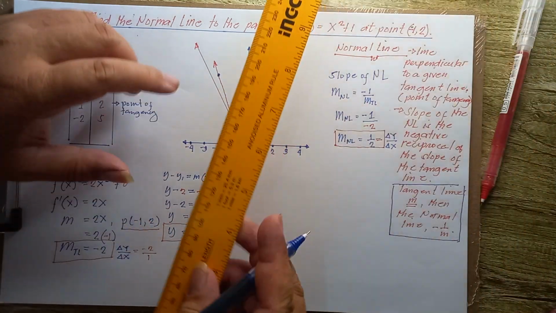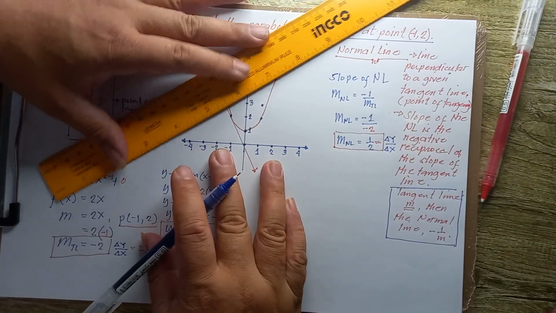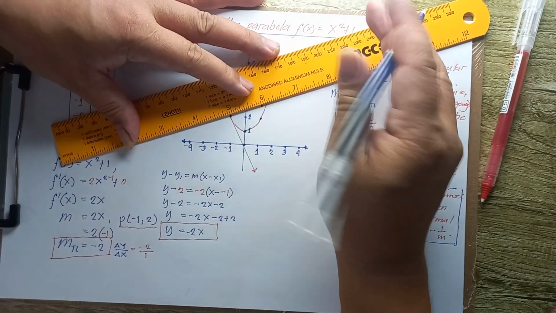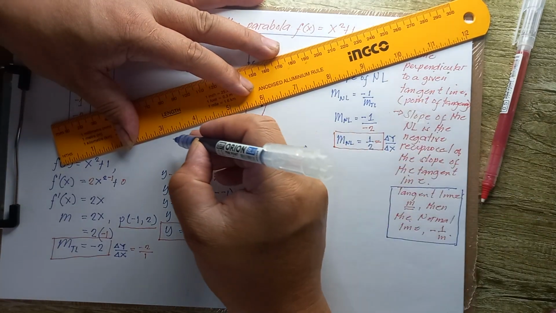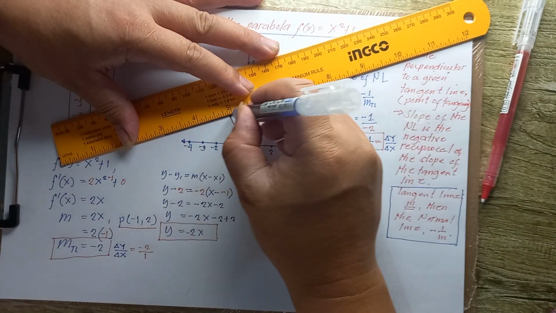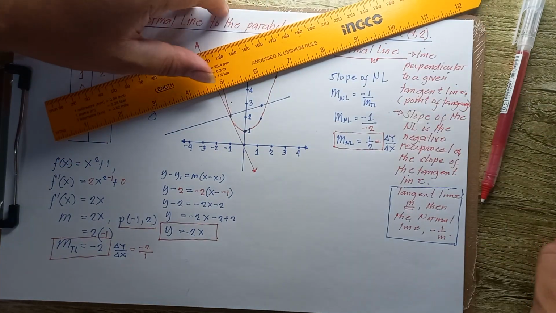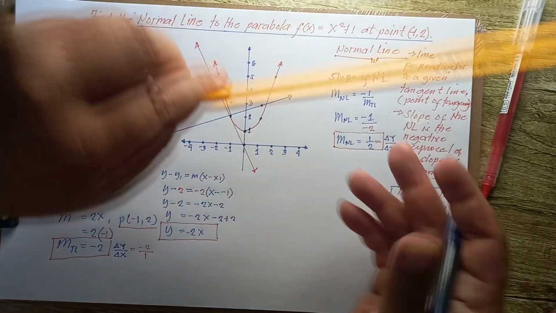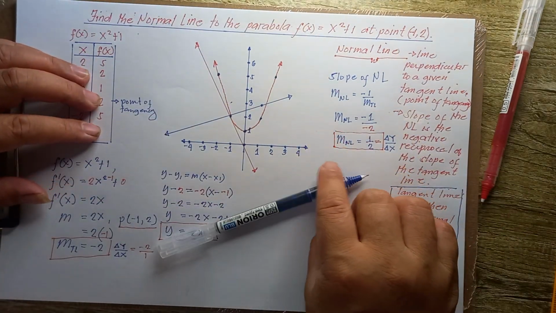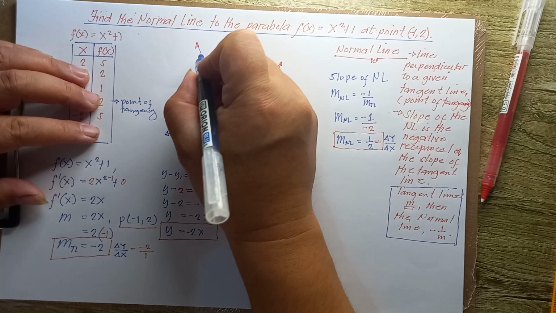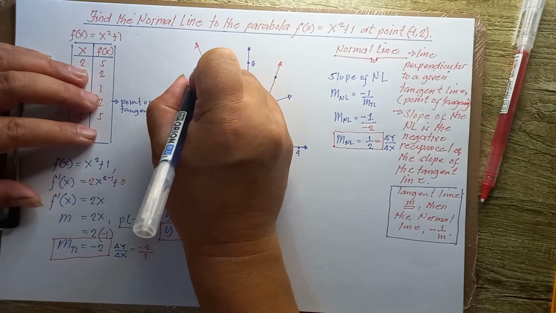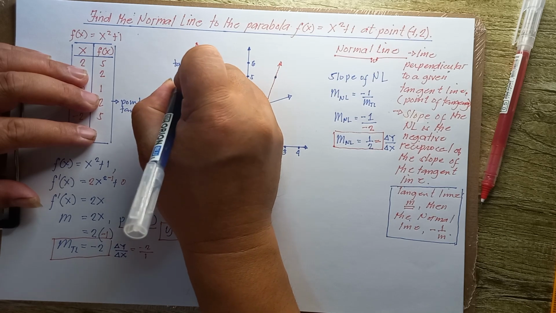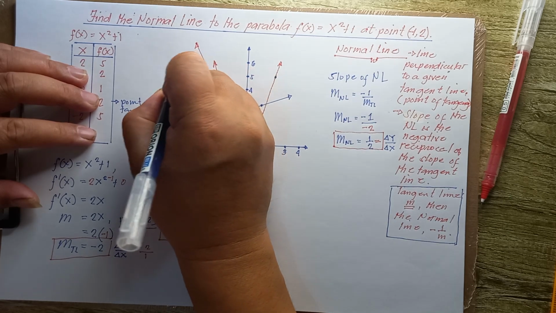Now after having the expected point, we can now draw that expected point to the point of tangency, and you will notice, I will make use of blue. You will notice that the red in here is the tangent line, okay? Tangent line.